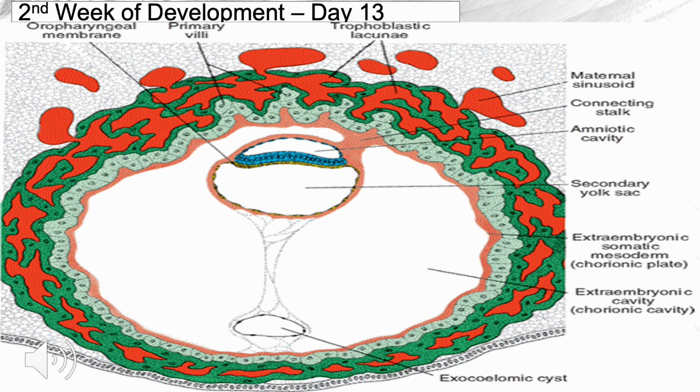The only place where extraembryonic mesoderm traverses the chorionic cavity is in the connecting stalk. With development of blood vessels, the stalk becomes the umbilical cord.